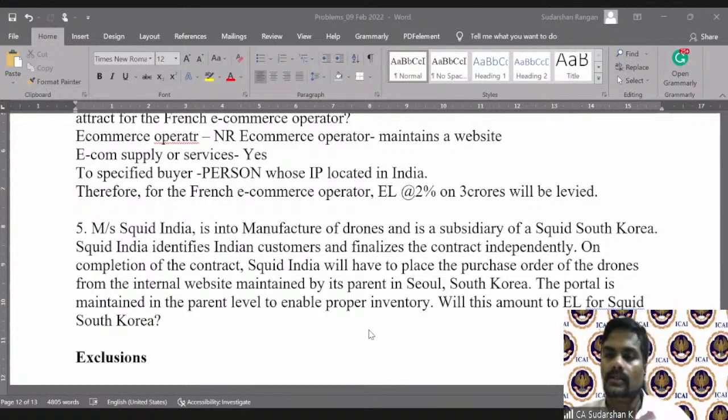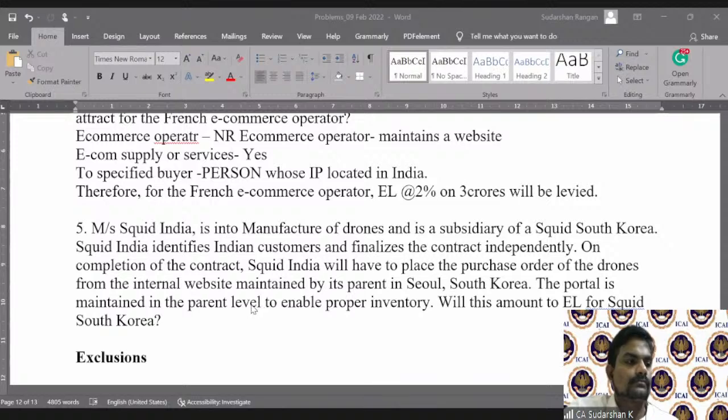I repeat, Squid India is into manufacture of drones and is a subsidiary of Squid South Korea. Squid India finds Indian customers, finalizes the contract, everything independently. On completion of the contract, because of digitalization, ERP, etc., this is very common in multinational enterprises, Squid India will place the purchase orders of the drones from the internal website maintained by its parent. So that way there is proper maintenance of inventory and it will be easy to take stock. The portal is maintained at the Korean level, being the parent. Will this amount to equalization levy for Squid South Korea? So now we are concerned only about non-residents. So will this amount to EL for Squid South Korea?